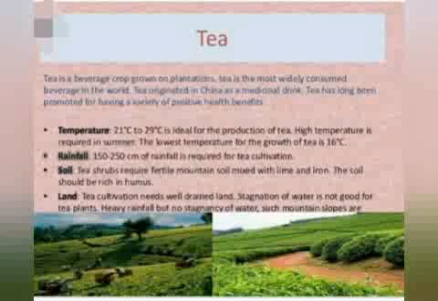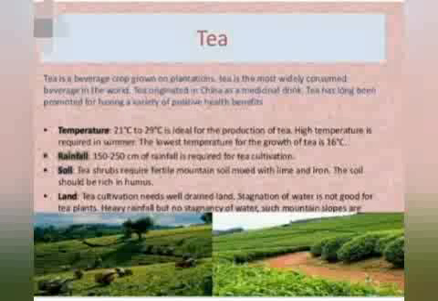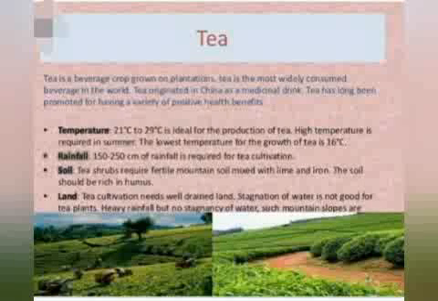Now conditions for growth of tea. Climate. Tea plant requires warm and humid climate. Plant may be planted up to an altitude of 2,450 meters above sea level. Rainfall. Requires 125 to 750 centimeters rainfall. Rainfall should be evenly distributed for the successful growth of plants.